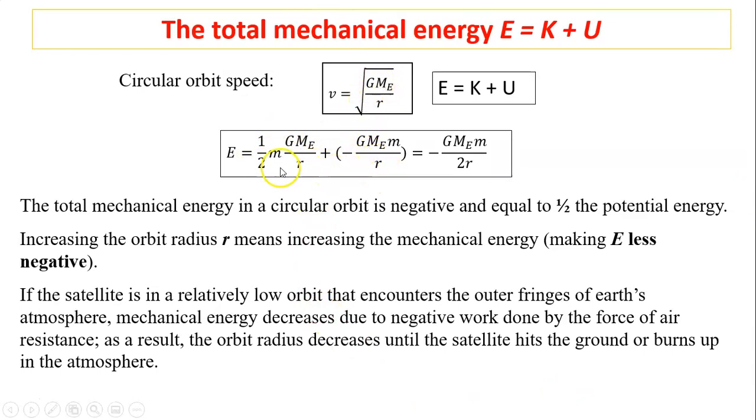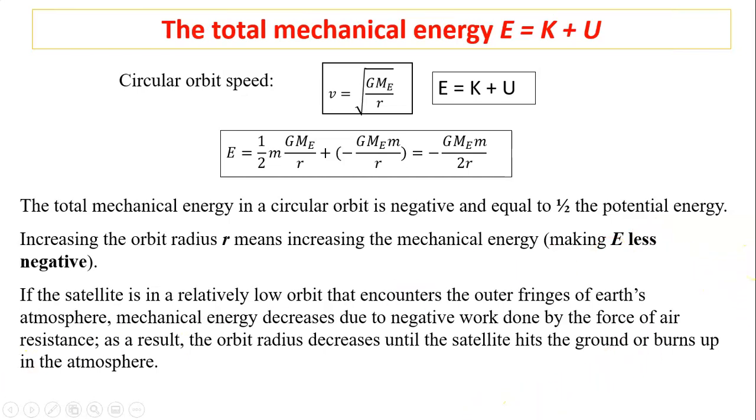When you add it, this is just half of the second term. A positive half plus a negative whole gives you a negative half. So what does this equation tell you? The total mechanical energy in a circular orbit is negative and equals half of the potential energy. Increase the orbital r. As r increases, this total number becomes less negative. Hence, the total energy actually increases, right?